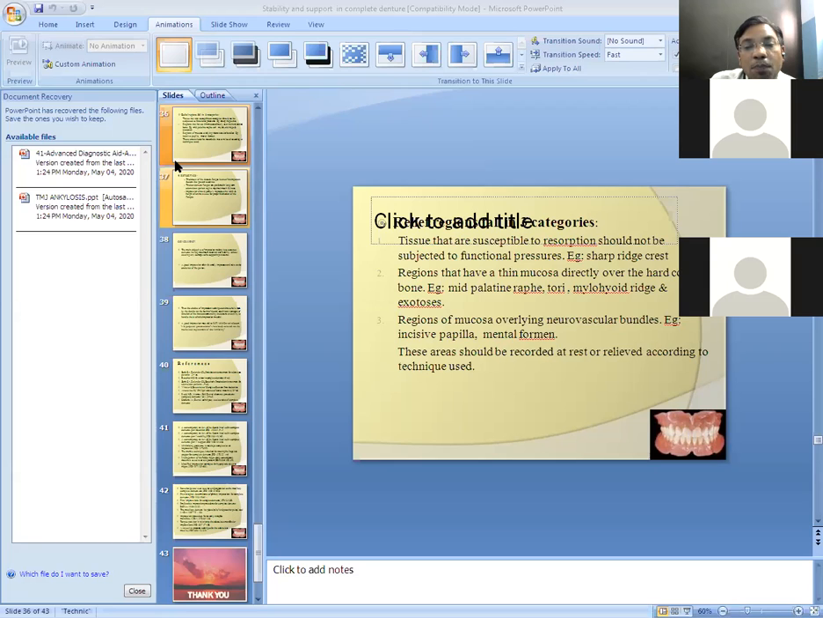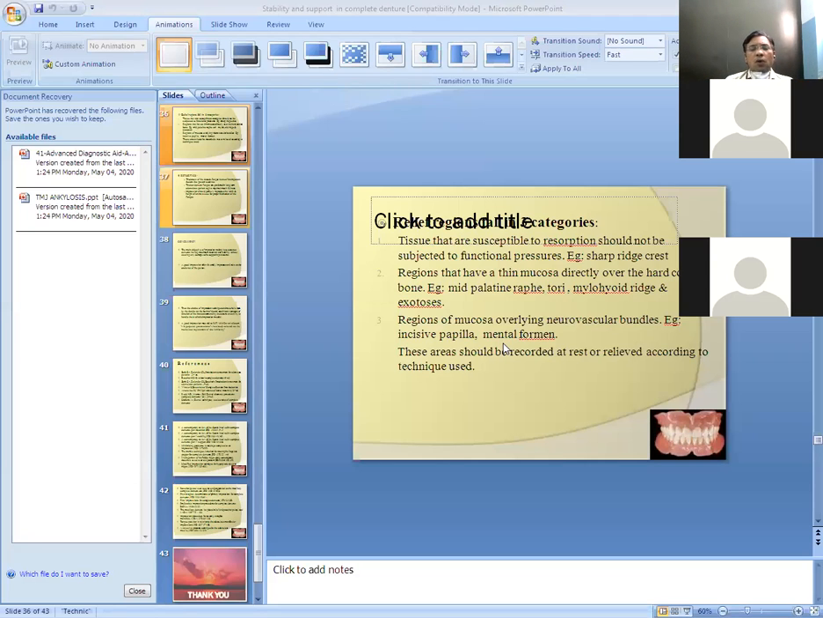If you fabricate normally, what will happen? Tingling or numbness will happen in your maxillary denture. Okay. Then the mental foramina. In the mandible, there is a mental foramen in between the two premolars, the first and second mandibular premolars.